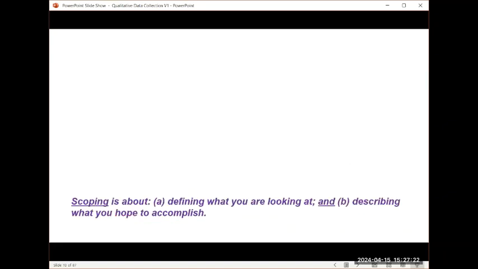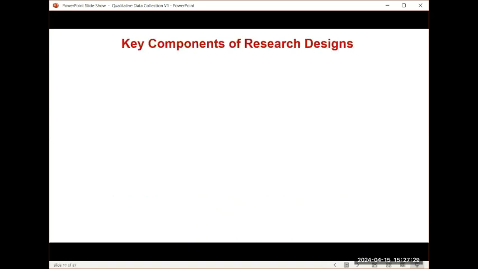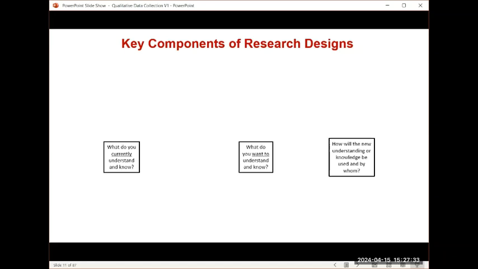So if scoping really is about those early steps, defining what you're looking at and describing what you hope to accomplish, then you can kind of argue that there's only two types of studies. Or let's do the process first. You start off with, what do we currently understand? This is sort of an intellectual journey. You're starting on the West Coast. You ask, what do I want to understand? And then you ask the question, how will this new understanding be used and by whom? Right?